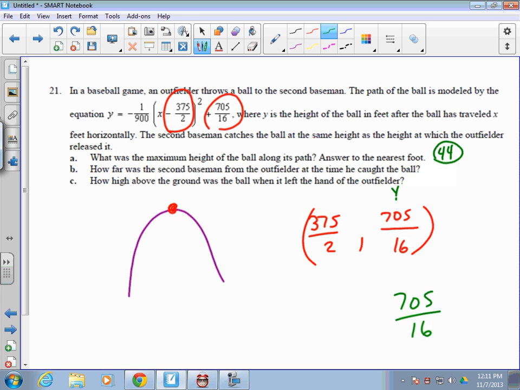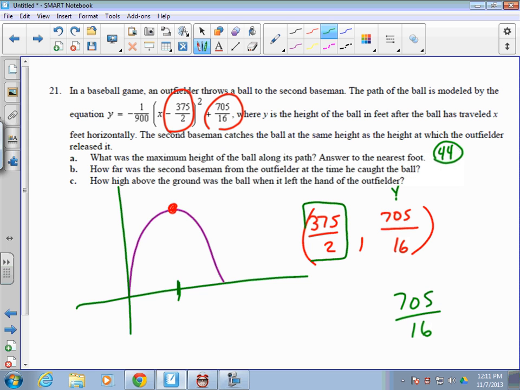It says how far was the second baseman from the outfielder at the time he caught the ball? Well, let's look and see what's going on. If you look at your graph, that's the throw. An outfielder throws it to the second baseman. So from the outfielder to the second baseman, how far was he from the outfielder? This is the distance down here, the distance and the height. So how far away is he? He was this far.